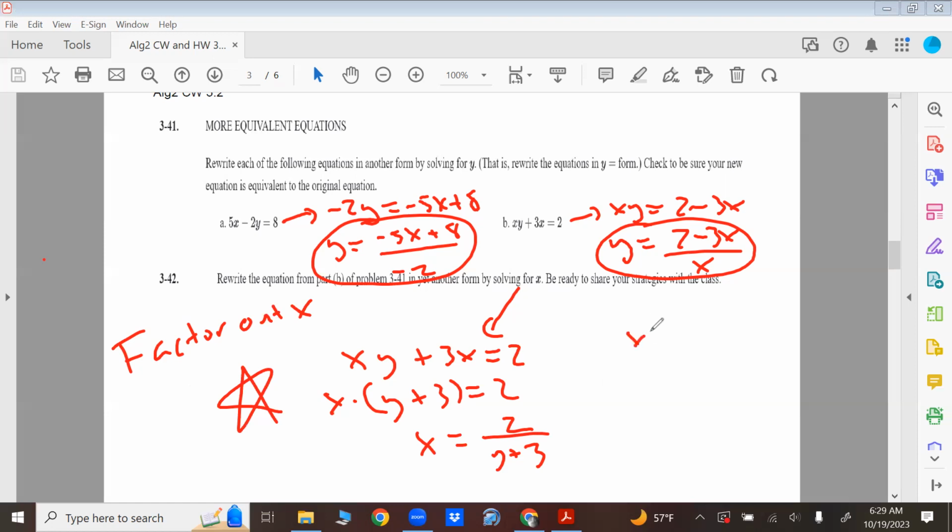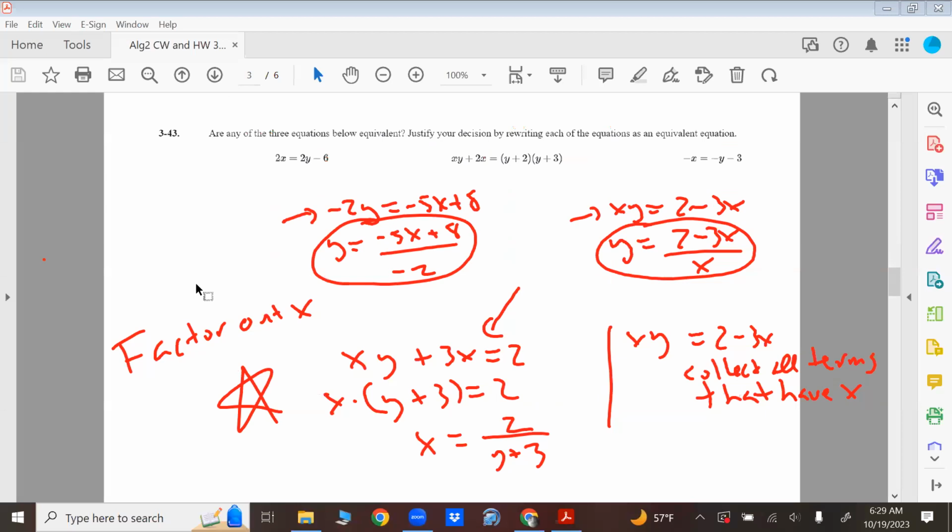Now, just something to keep in mind, what if the equation started off like this? Then what you want to do is collect all terms that have x. That's what you want to do. Collect all terms that have x, if you're being asked to solve for x, of course. But fortunately, all the terms with x were already on the left side, and that made it easy for us.